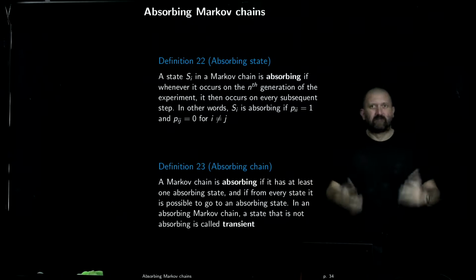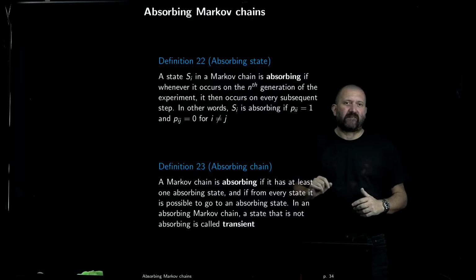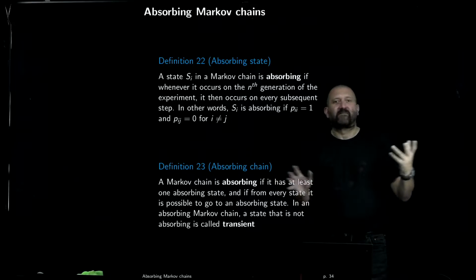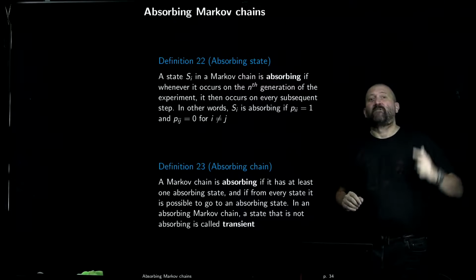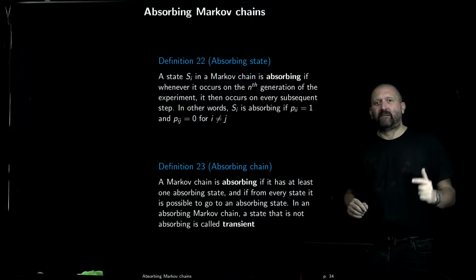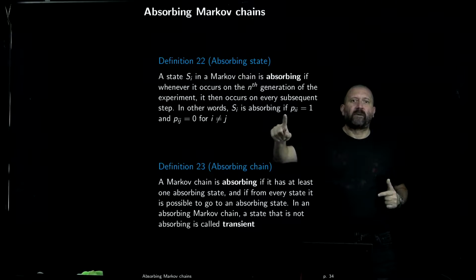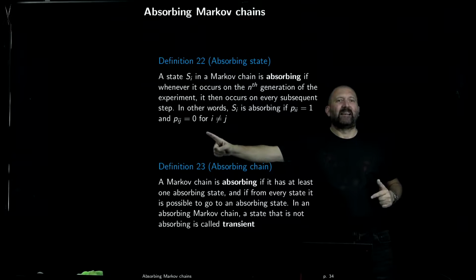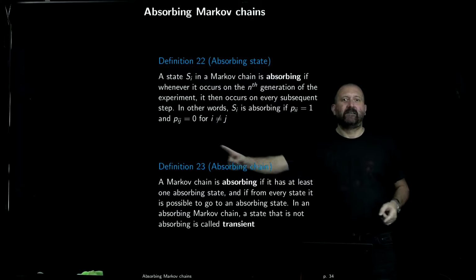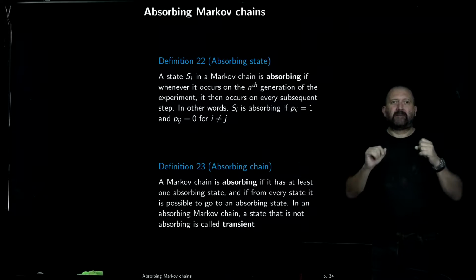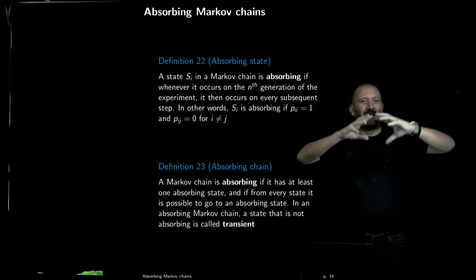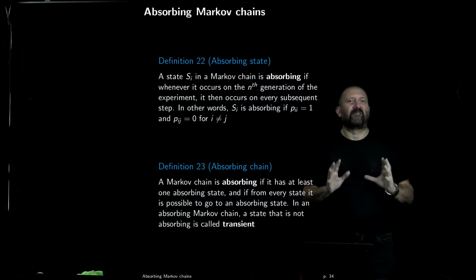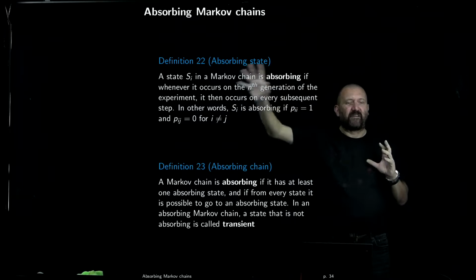So, to give a definition, we say that a state, Si, in a Markov chain is absorbing if whenever it occurs on one generation of the experiment, whatever experiment you're running, it occurs every single time after that. So what that means is that the probability that I go from i to i is 1, and the probability that I leave i for another j that is not i is 0. It can be a bit more complicated than this. We can have sets of states that are absorbing, but here we're working on the case where we have only absorbing states, not absorbing sets. So in an absorbing state, this is the definition.